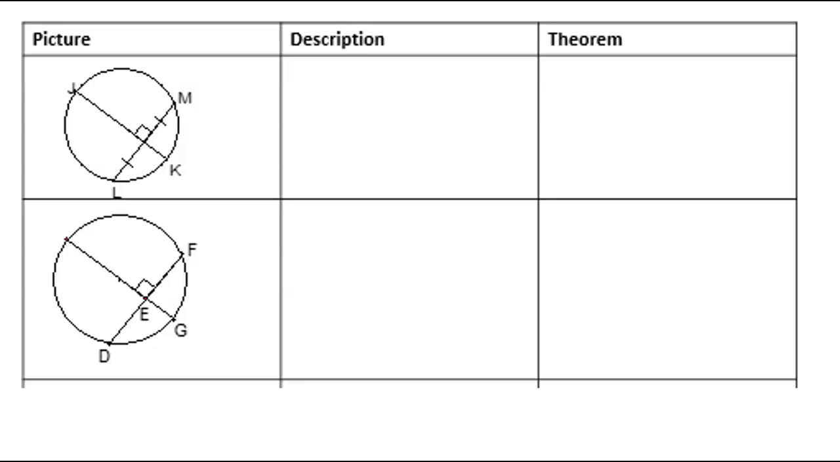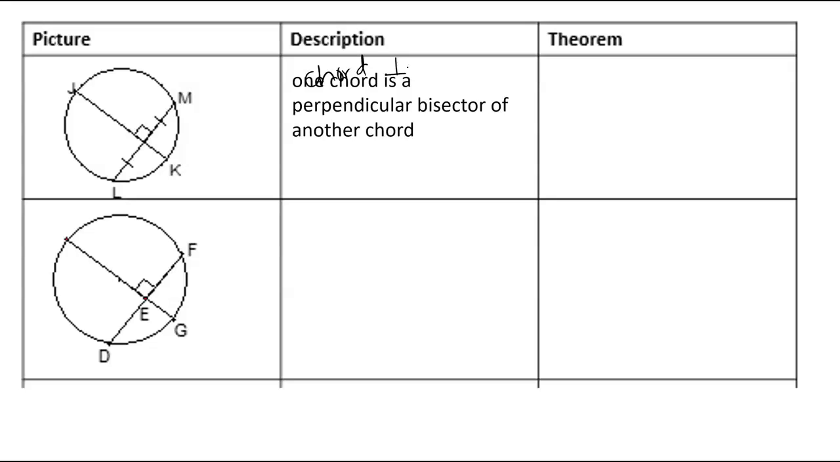All right. The picture here shows a chord perpendicular to another chord. And not just perpendicular, it's cutting it in half. It's a perpendicular bisector. So what that means is the first chord is the diameter of my circle.